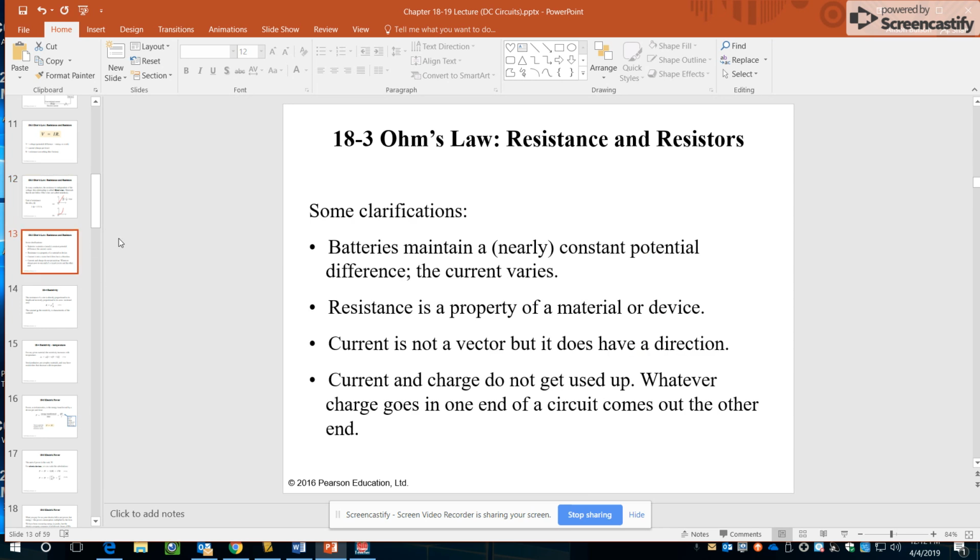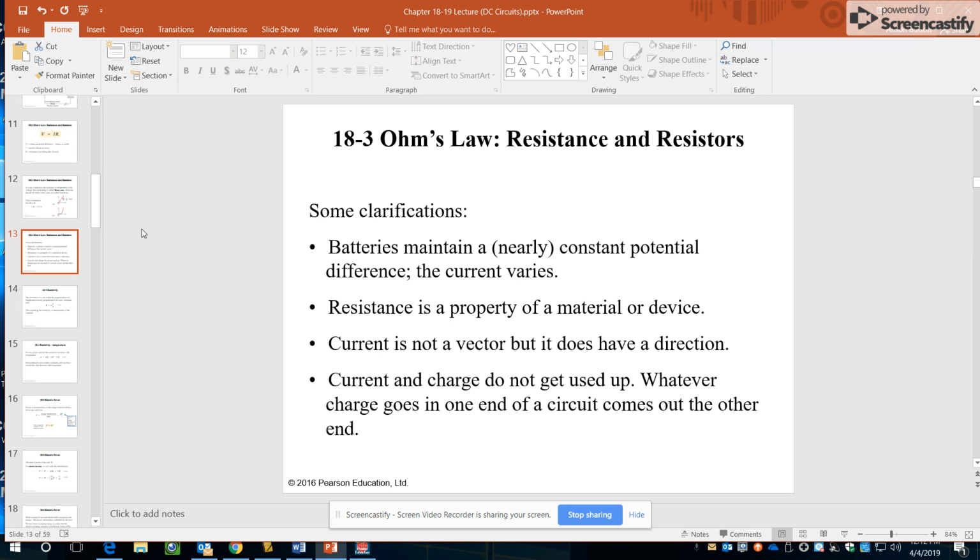So, clarifications. Batteries maintain a nearly constant potential difference, even if the current varies. At least ideal batteries do, and we will only consider ideal batteries, which maintain a constant potential. Resistance is a property of a material or device. It has to do with area and length and the type of material. It has to do with how many valence electrons are available.